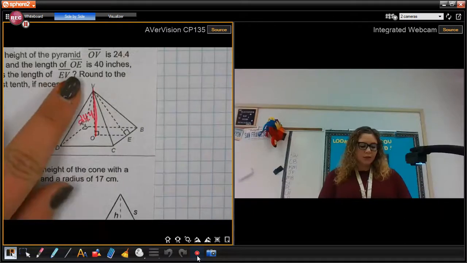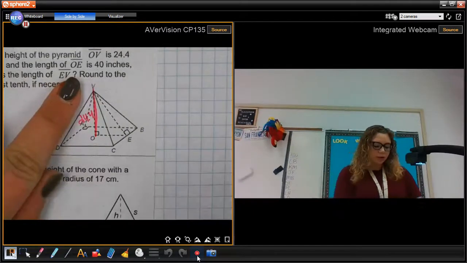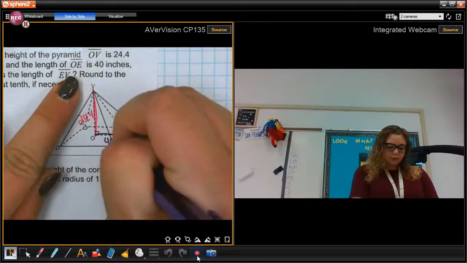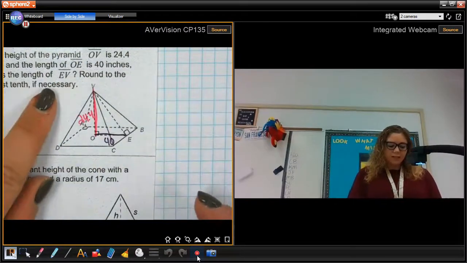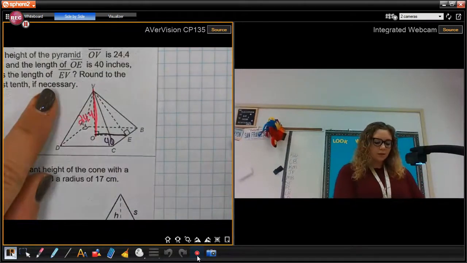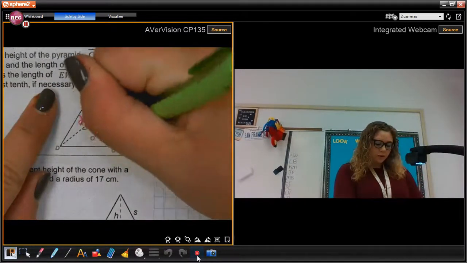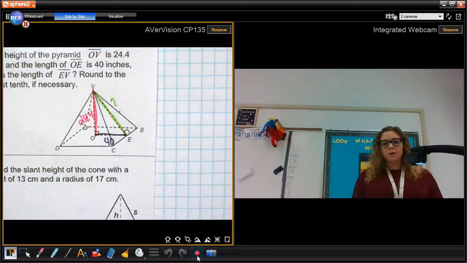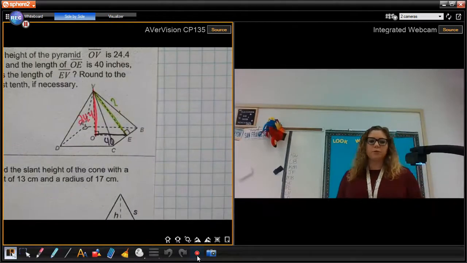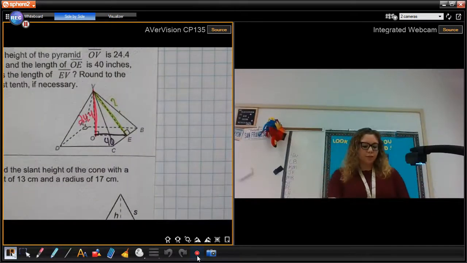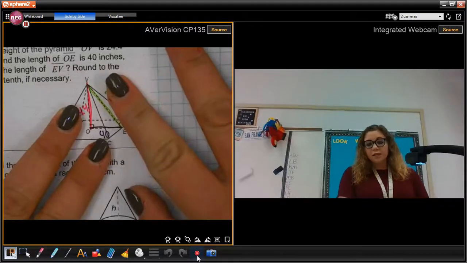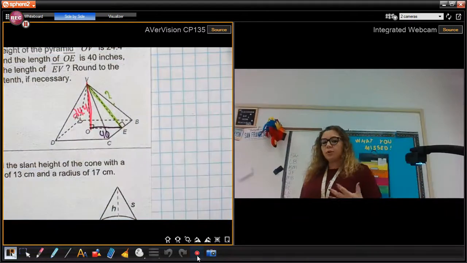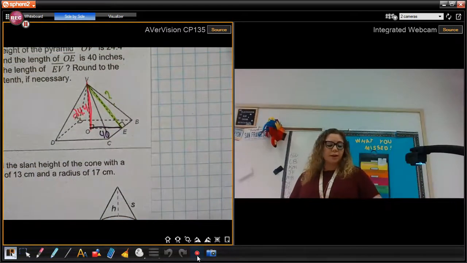The length of OE, so this time we're going to look at OE, is 40 inches. What is the length of EV? Okay, so they want to know what this length is right here. So what kind of triangle is this, if we just look at the part they want us to look at? It's a right triangle, and we know that because of this little box. So we have two of the sides, but they want us to find the hypotenuse.